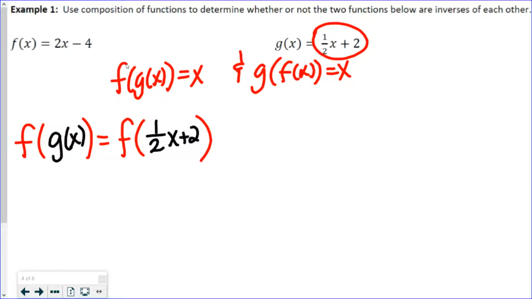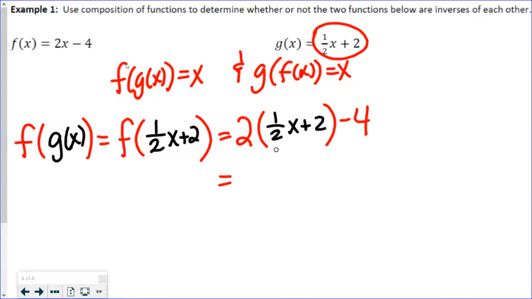All I did in that step was say, I'm not writing g of x, I'm going to write what it's equal to, which is 1/2 x plus 2. Then I need to evaluate f at this value here. So instead of having 2x minus 4, I've got 2 times everything that's in this parentheses, which is 1/2 x plus 2, minus 4. So f of x is 2 times x minus 4. This would be 2 times x minus 4, but I'm evaluating it here, so that's what gets plugged in for x. Once we get everything plugged in, it's just a simple math problem.